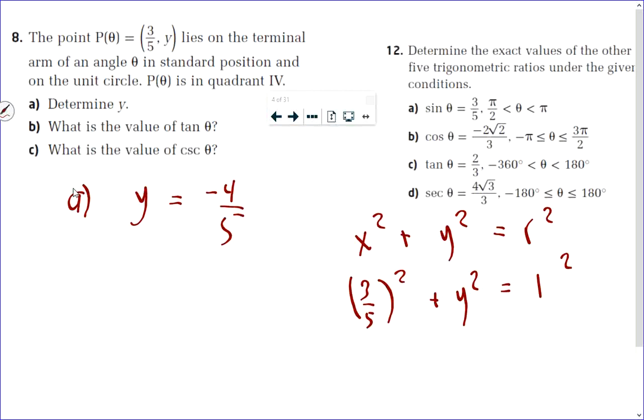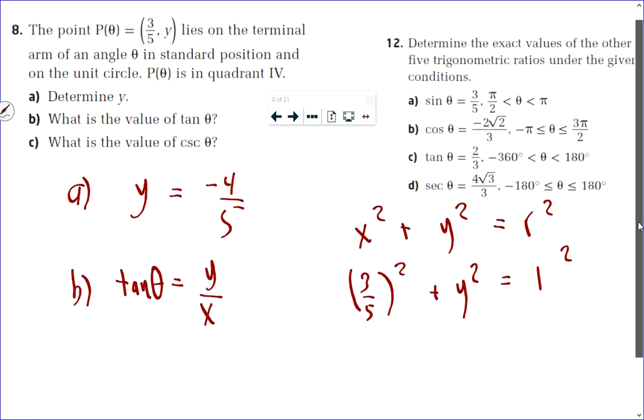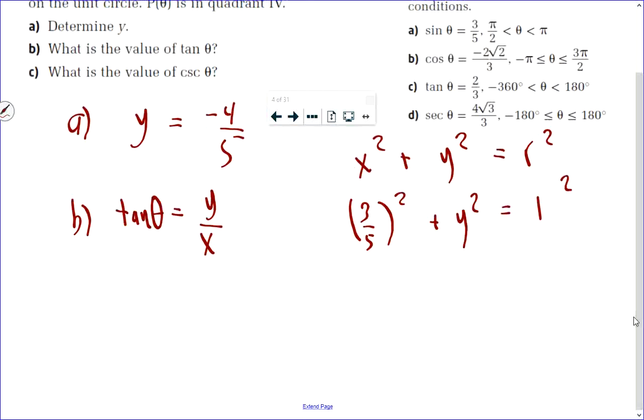Now, b says, what is the value of tan of theta? Tan of theta is y over x. So we now know y is -4/5 over x, which is 3/5. And I'm losing track between this class and my Math 20-1 class, okay? So if I had this conversation with you already, then you're just going to hear it again.